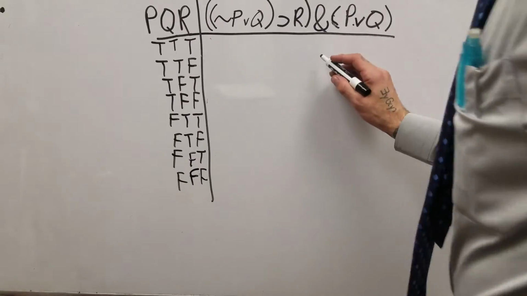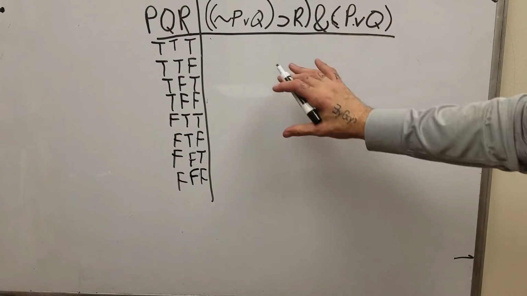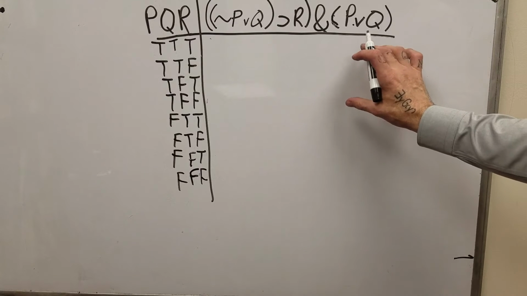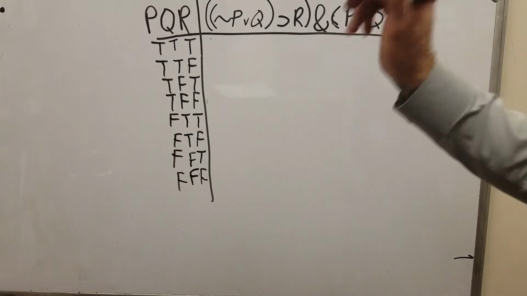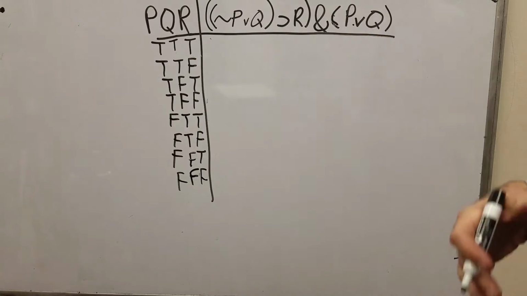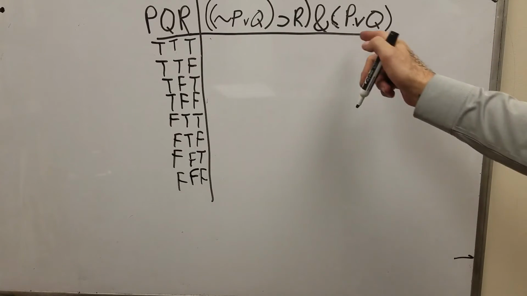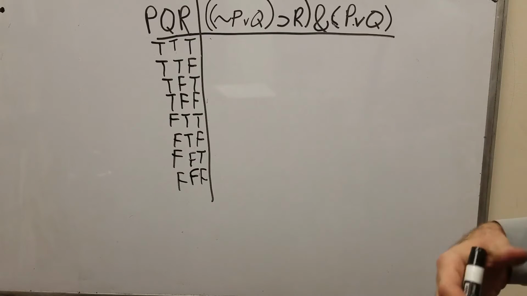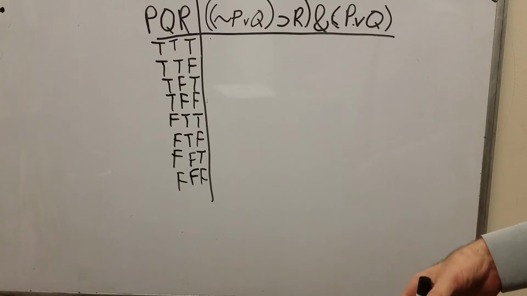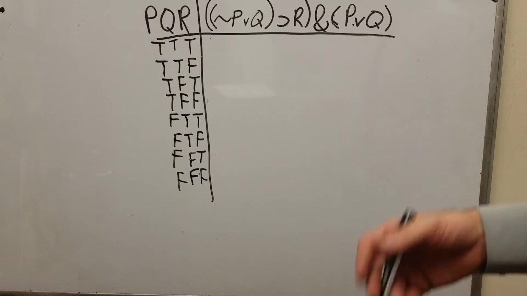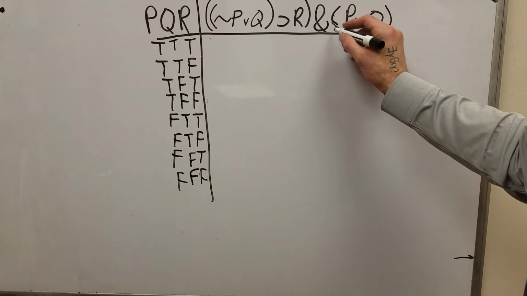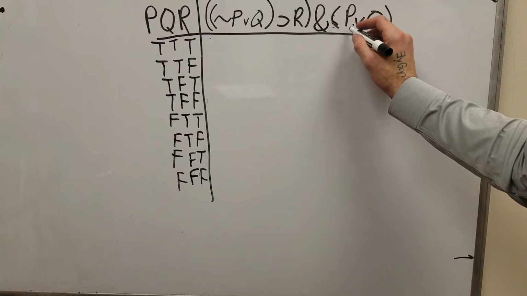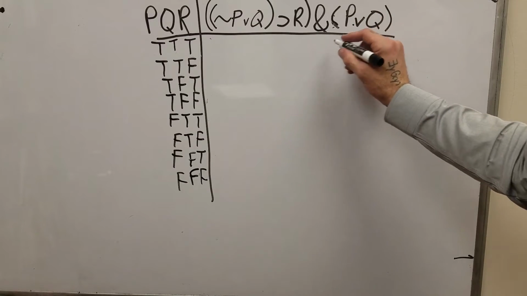So our main connective here, it's the ampersand, so we're going to do that last. Why don't we start over here with this disjunction? So a disjunction is true when either one of the disjuncts is true, right? If you needed a reminder, you could look at the basic truth table of the disjunction. So anywhere P is true or Q is true, this is going to be true.